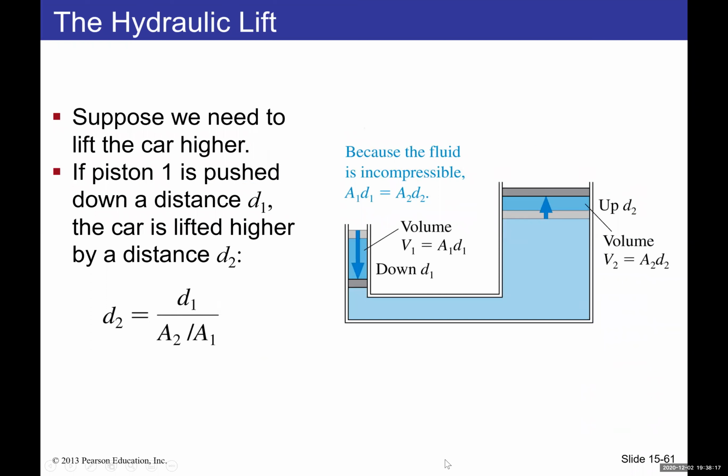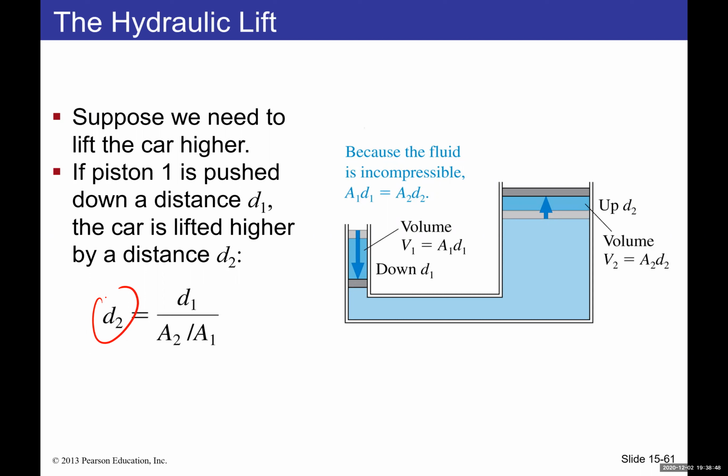All right. So again, looking at this hydraulic lift, suppose we need to lift the car higher. If piston 1 is pushed down a distance D1, the car is lifted higher by a distance D2. So this is D1, D2, and then you can rearrange this equation and use it to calculate the distance D2 if you are moving piston 1 down by the distance D1.